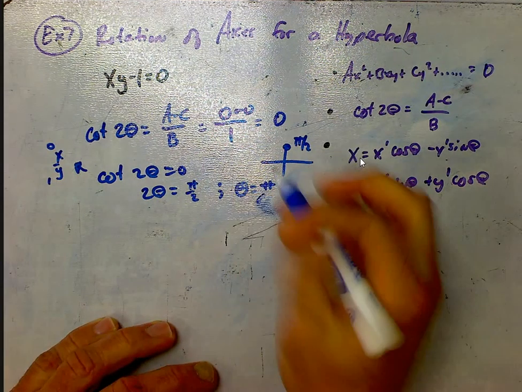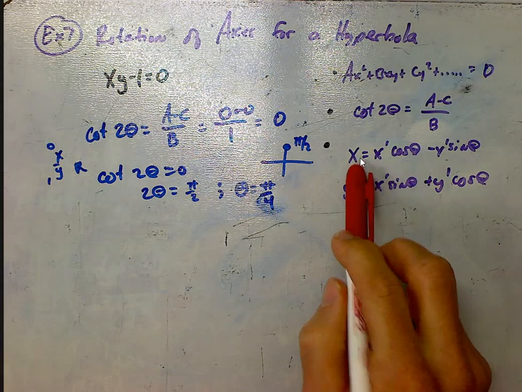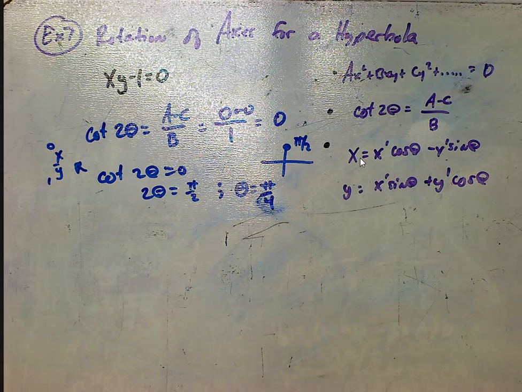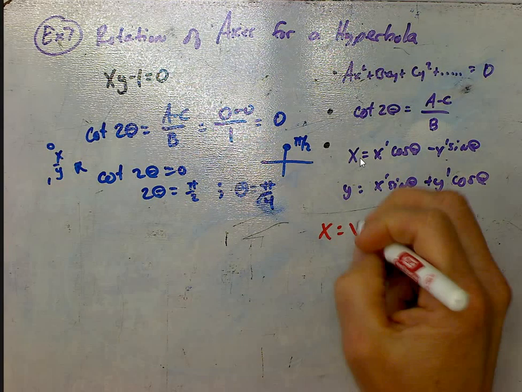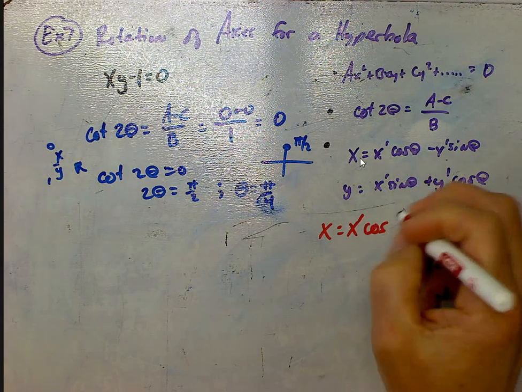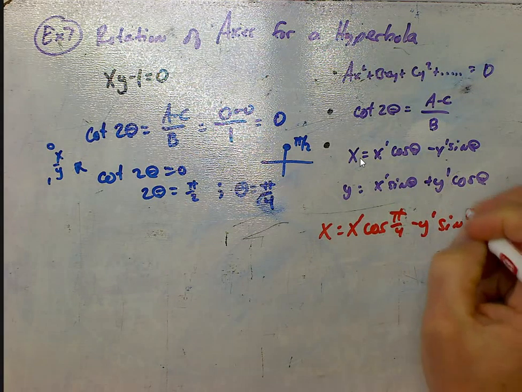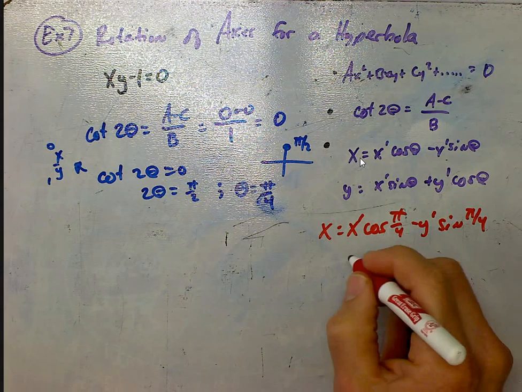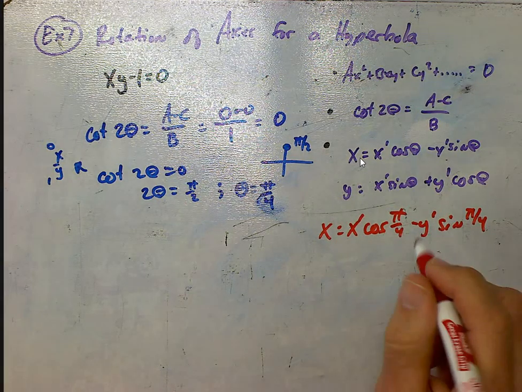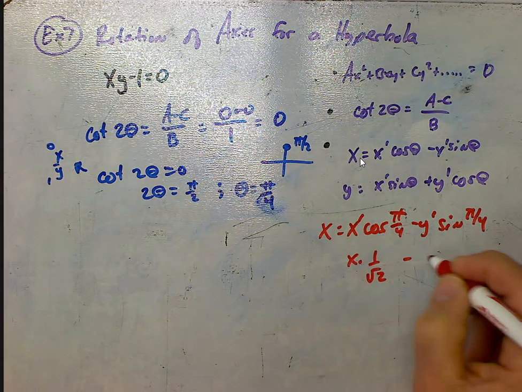Alright, the next thing I have to do is solve for x and for y. So x is going to be x prime times the cosine of pi over 4 minus y prime times the sine of pi over 4. We'll go ahead and simplify. Cosine of pi over 4 is square root 2 over 2, or we'll just say 1 over square root 2 to make it simpler. So x prime times 1 over square root 2 minus y prime times 1 over square root 2.